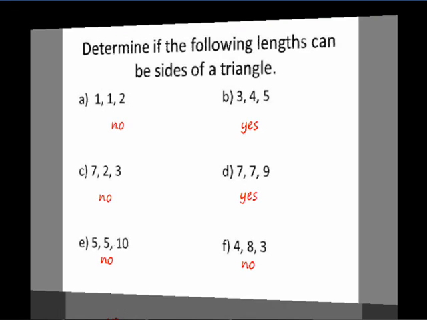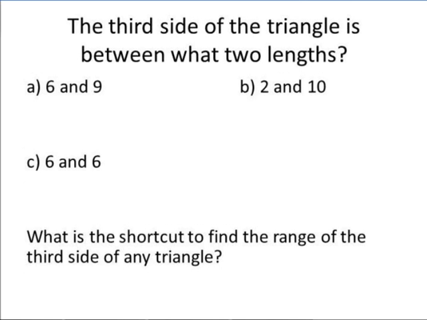Okay. Let's take a look here. The third side of the triangle is between what 2 lengths? Okay, so if I say I have a triangle, one of the sides is 6, the other side is 9. What is the third side in between? Okay, so you can start guessing. Could it be 1? Well, it couldn't be 1 because 1 plus 6 is not more than 9. Could it be 2? Well, no. 2 plus 6 is not more than 9. Could it be 3? No, almost though. It could be like 3.1.